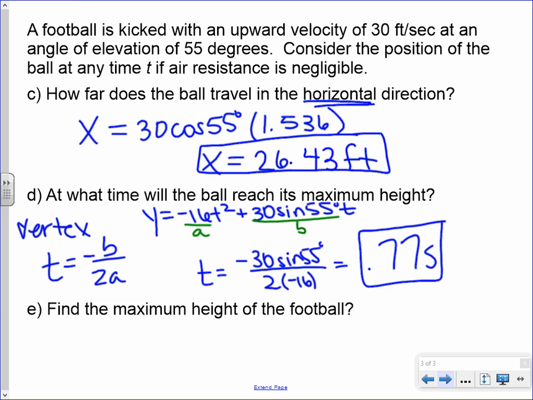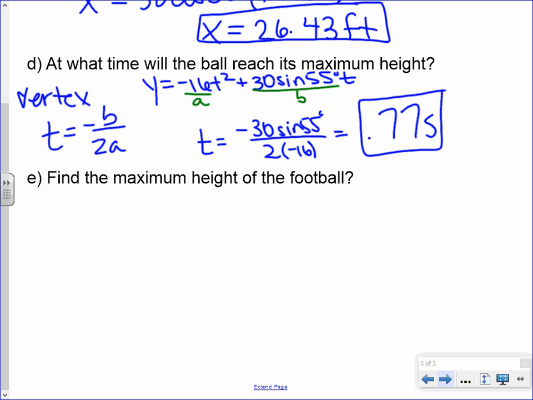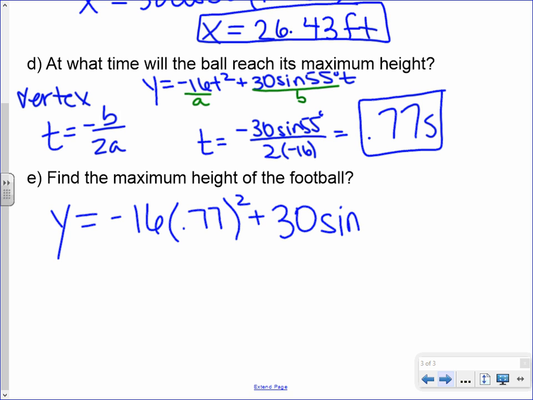All right, one more question from this particular scenario. Now I want to find the maximum height of the football. What did we find in part D? The time of the maximum height. So what are we going to do with that time? Plug it into which one? The y equation. All right, go ahead and find me the maximum height.